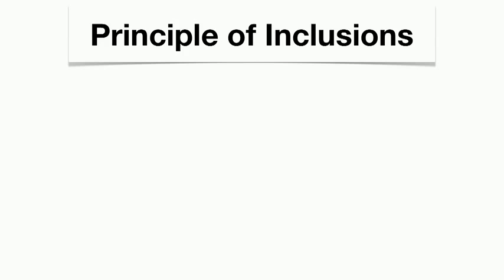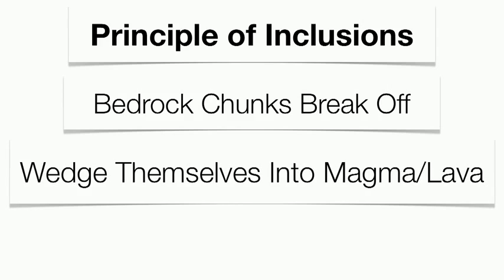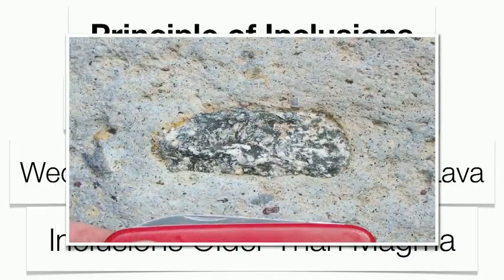Now, you also have what are called the principle of inclusions. Sometimes the bedrock is going to break off and fall into the magma or lava. Okay, sometimes that magma or lava is not hot enough to melt it. So what's going to happen is that little wedge is going to work its way into the magma or lava, and the inclusion is always older than the magma or lava. That rock had to have been there first before the magma or lava actually touched it. So there's a nice inclusion within some old lava.